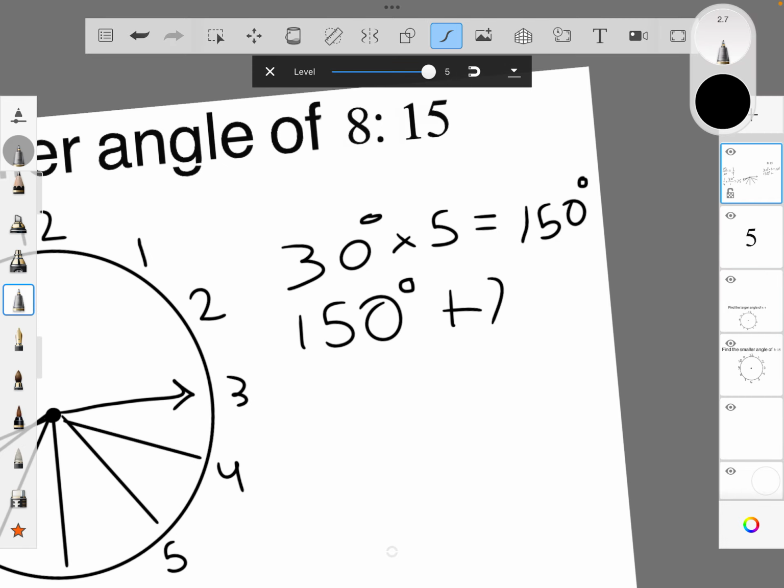So then I add that to 150, and you get 157.5 degrees as your answer.